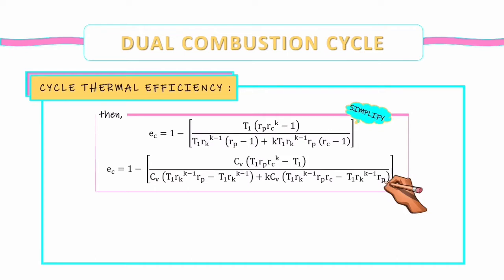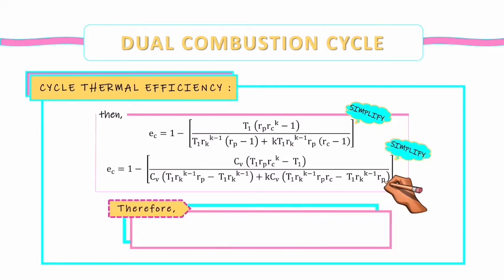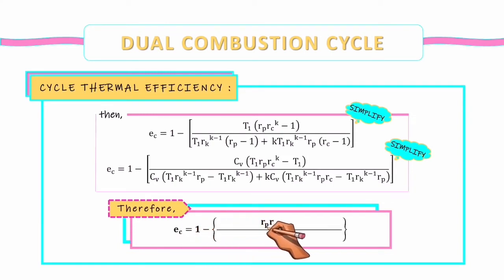Cross out again the similar terms. Therefore, the formula for the cycle thermal efficiency is Ec is equals to 1 minus quantity of Rp Rc raised to k minus 1 over Rk raised to k minus 1 multiplied by Rp minus 1 plus k Rp multiplied by Rc minus 1.